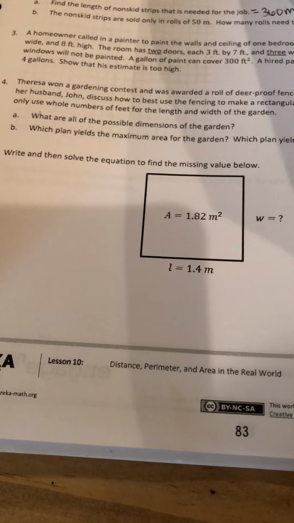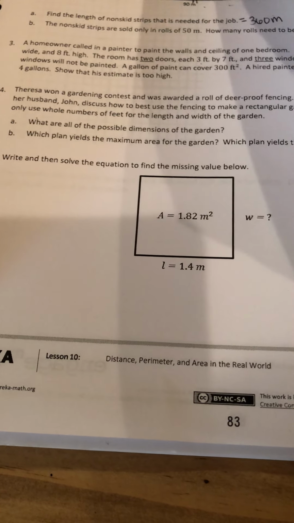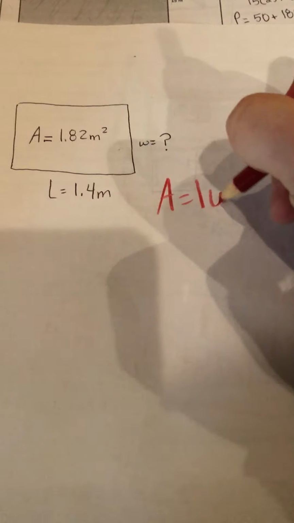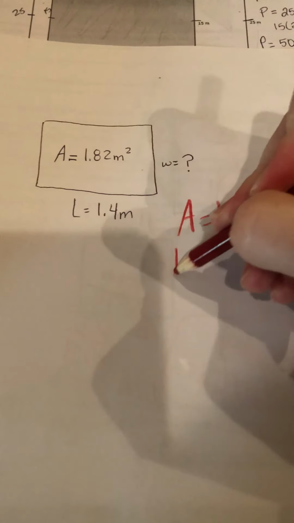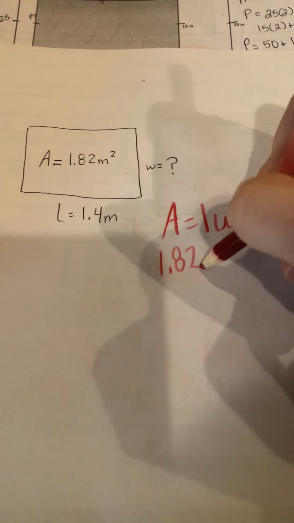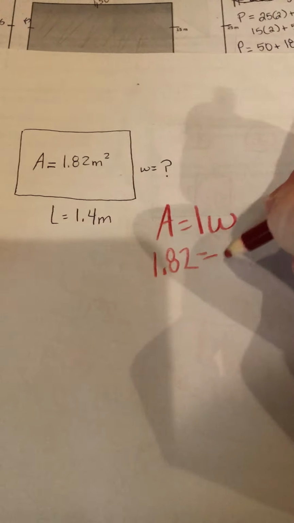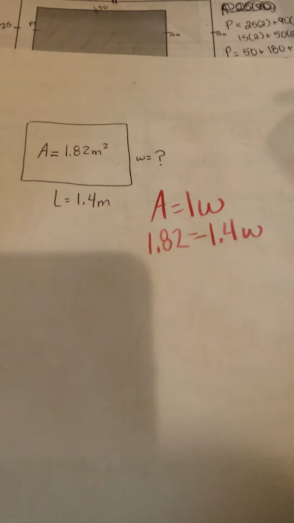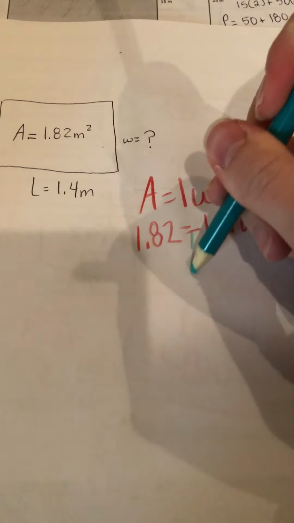Okay, number 5. It wants us to write and solve an equation to find the missing value below. Here is the rectangle. They gave us the area. So A equals L times W. Here's my equation. I substitute in what I know. The length is 1.4 W. I have a one-step equation, and we've been working on those.